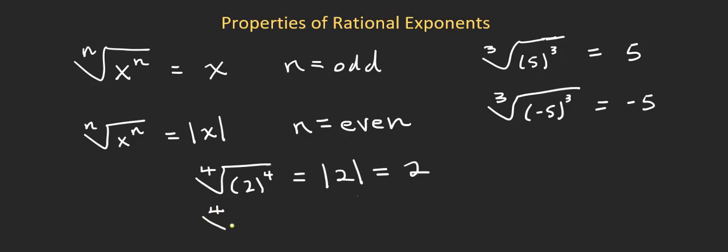But if you have the fourth root of quantity -2 to the fourth power, it's not -2, because if you think about it, there are 4 negatives, and when you multiply 4 negatives, it will be positive. So actually this is the absolute value of -2, which will be 2. So be careful with exponents. See if the n is even or odd.